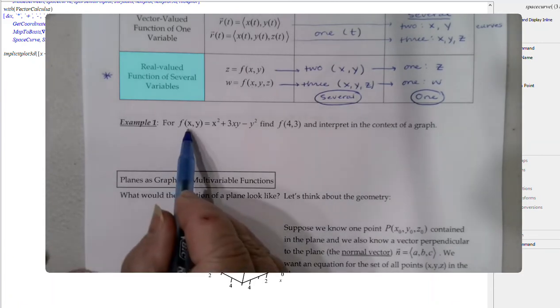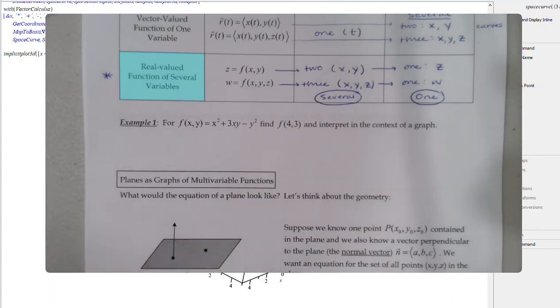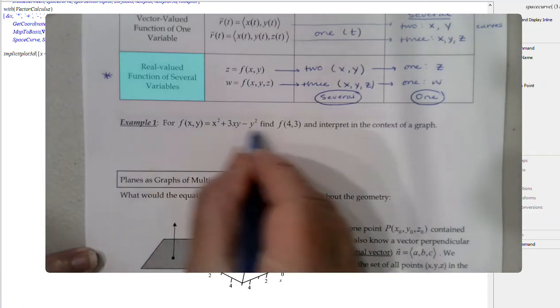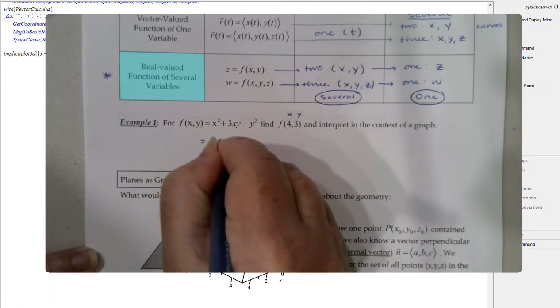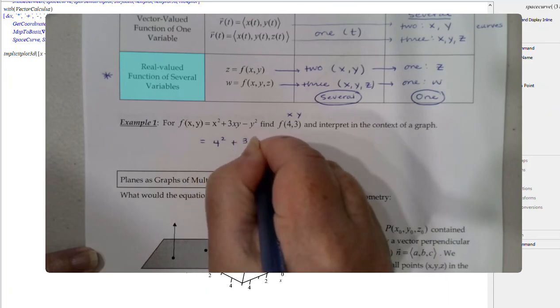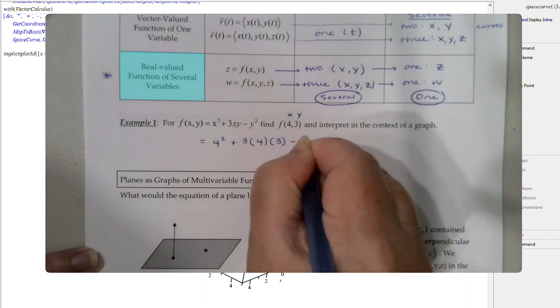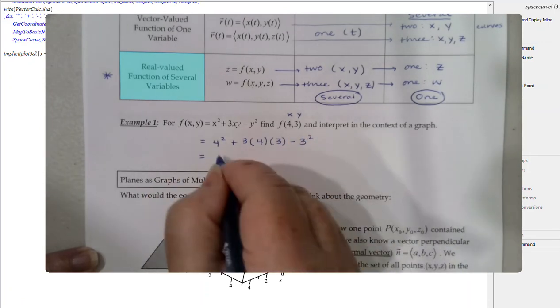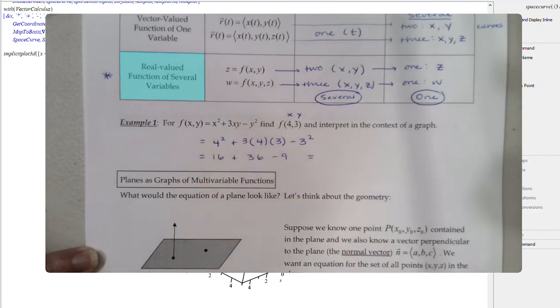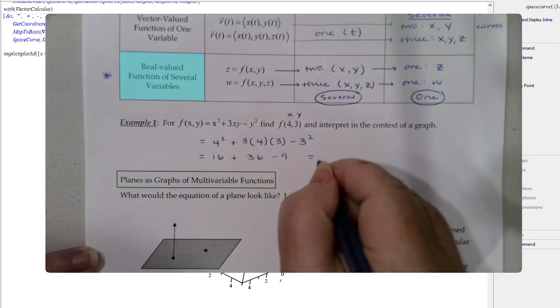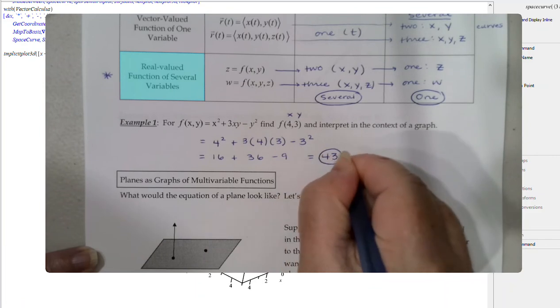All right, my first quick example here, simply a matter of using a function of several variables. In this case, I have a function of 2 variables, f of x and y. Defined this way, we're simply supposed to find f of 4, 3 and interpret what that may mean in the context of a graph. So first of all, plugging in the values is simple enough. I just put 4 for x and 3 for y. And evaluating that, what would I get? 16 plus 36 minus 9. It's going to give me 52 minus 9, 43 for an output.